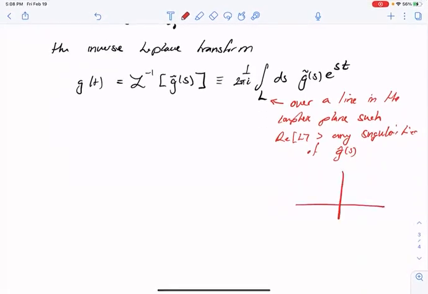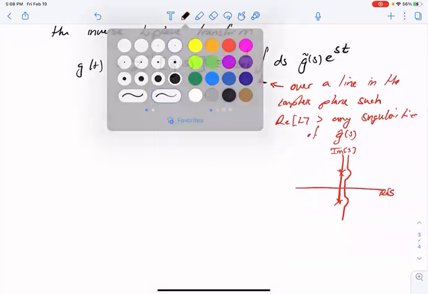So in the real and imaginary plane, we might have some singularities, and we need a line such that that is true. Looks complicated and is often.